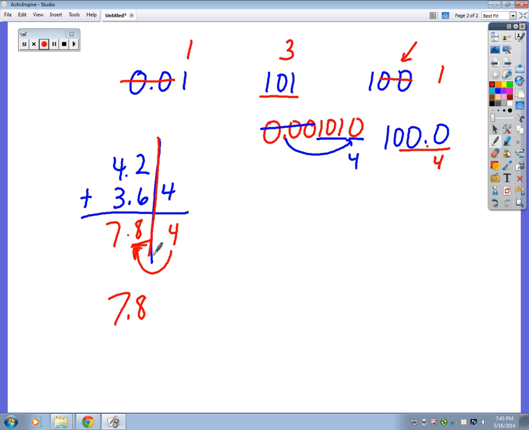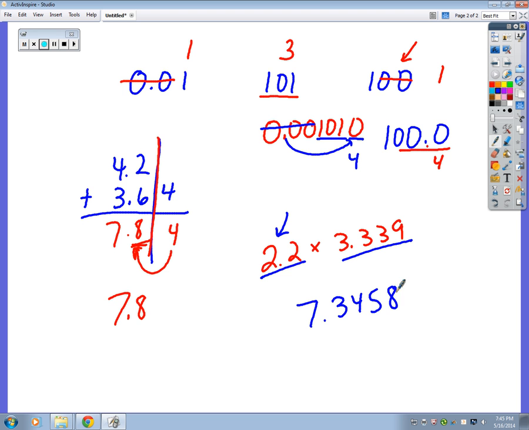What if you have 2.2 times 3.339? That's your problem. How many significant figures are here? 2. How many are here? 4. This is your smallest value. It limits you. Your answer in your calculator is this. So where do you know to round to? Well, this is 2 significant figures, so there are 2 numbers that mean something. Does the next digit do anything? Nope. So the answer is 7.3.